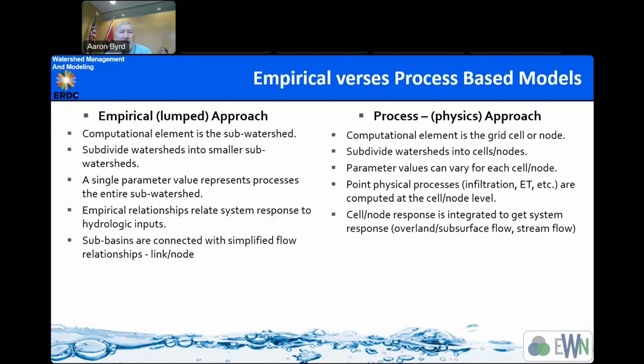In the process or physics-based approach, our computational element is going to be the grid cell or node, or finite element, finite node, or control volume for a finite volume approach. So we subdivide our watershed into these cells or nodes, and then the parameter values can vary in each cell or node. The point physical processes like infiltration, ET, et cetera, are computed at the cell and node level, and then the cell and node level responses are integrated to get the watershed response.